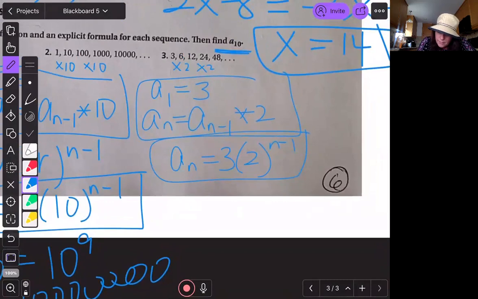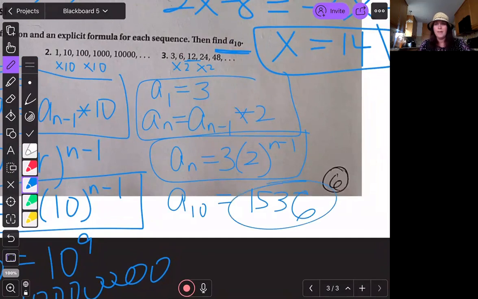And you can check to see if that explicit formula works. Like, for example, if I plug in 3 for n, I better get 12. If I plug in 4, I better get 24. And they want us to find the 10th term. So I would go 3 times 2 to the 9th power. And that gives me 1536. There you go.